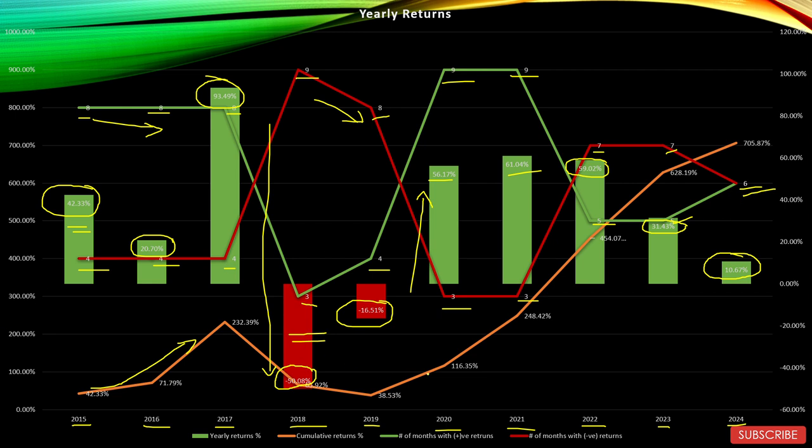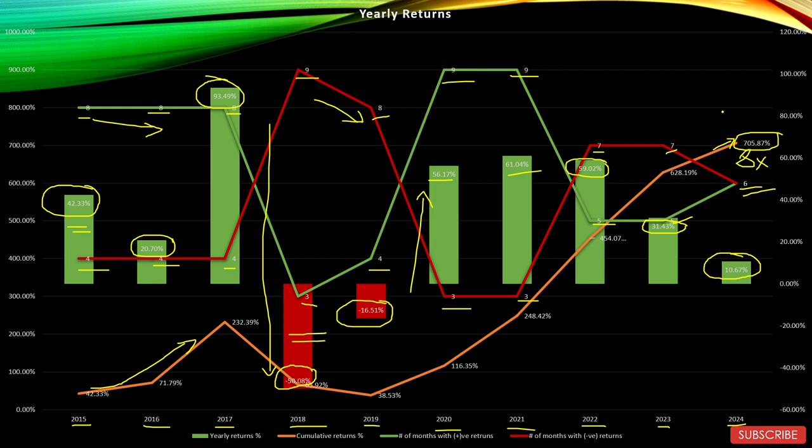If we see the cumulative returns and follow this orange line, we can see that in the last 10 years the cumulative returns are 705.87%, which is just above 8x. So as such, not bad at all, but most of the sectors have cumulative returns of more than 8x in the last 10 years.